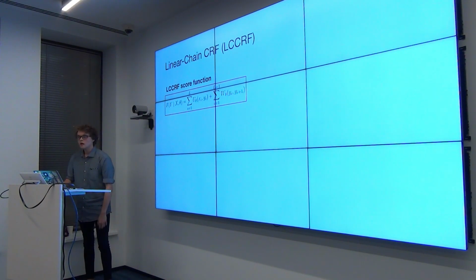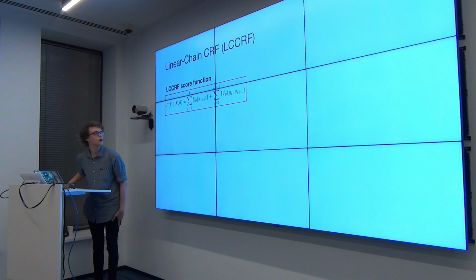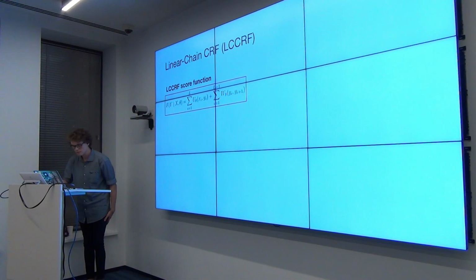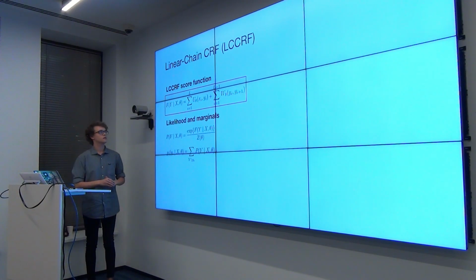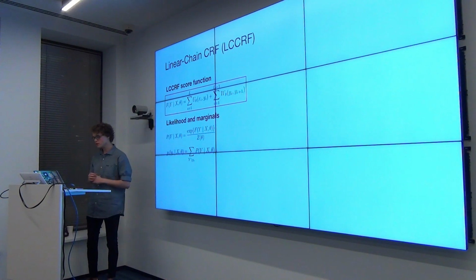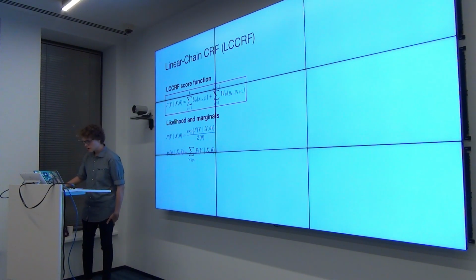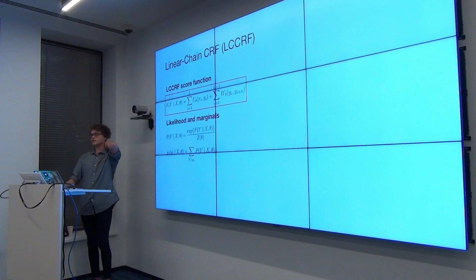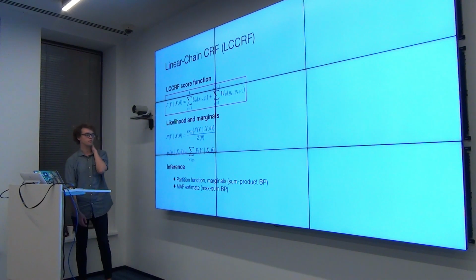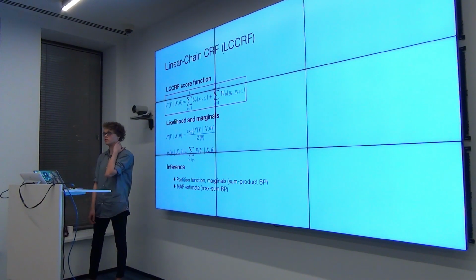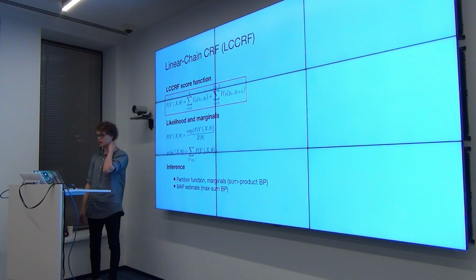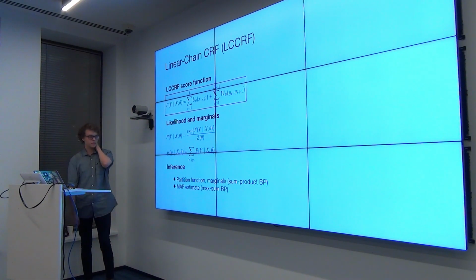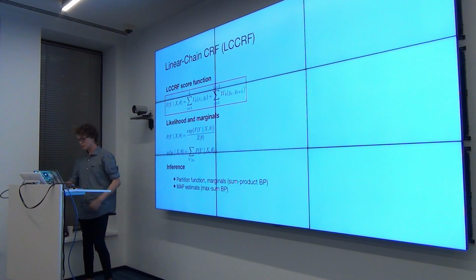Do you assume some metric assumptions on W? On W? No. No. And consequently, we can define the likelihood and the marginal distribution like this. And the neat thing here is, as this model has the chain structure, we can infer both the partition function and marginals using sum-product belief propagation, and infer the MAP estimate via max-product belief propagation.